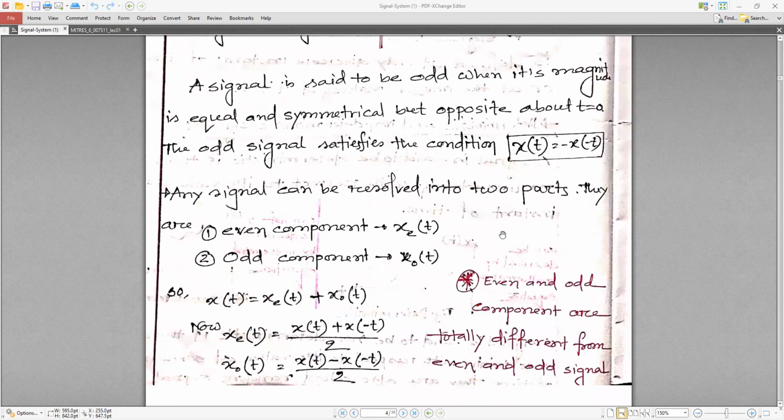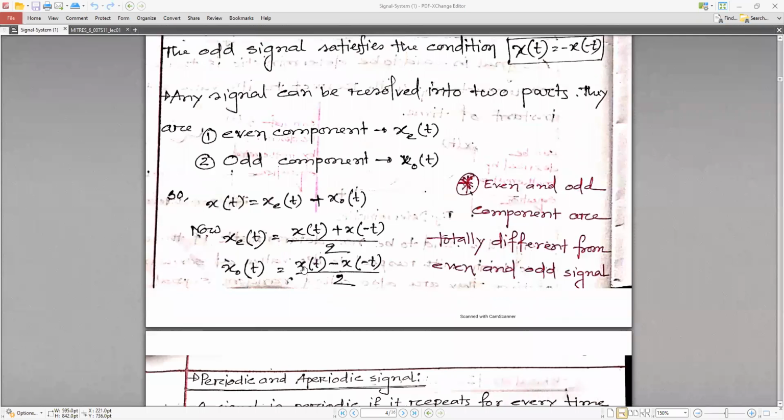As two types of components are there, even component and odd component, and some equations are there. If you look at the even component, this is the equation, and if you look at the odd component, this is the equation. See, even x(minus t) and the odd minus x(minus t).